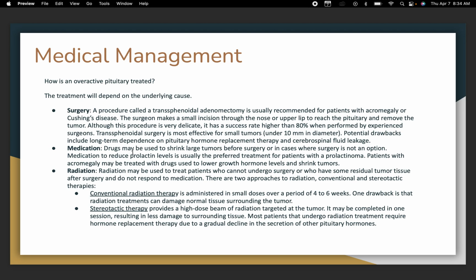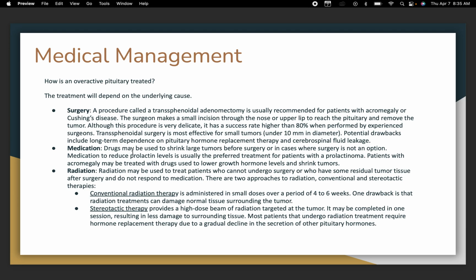How is overactive pituitary treated? And so you treat the underlying cause with a lot of things. That's what you do, and that's what we do here. And so a surgery called, I'm going to butcher these words, a transsphenoidal adenomectomy is usually recommended for patients with acromegaly or Cushing's disease. The surgeon makes a small incision through the nose or upper lip to reach the pituitary and remove the tumor.